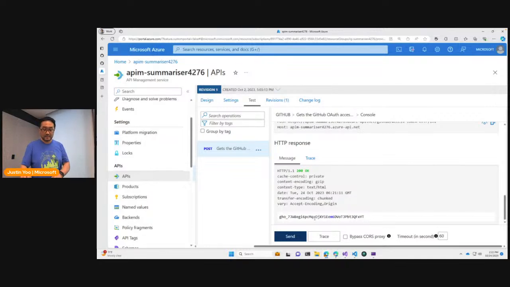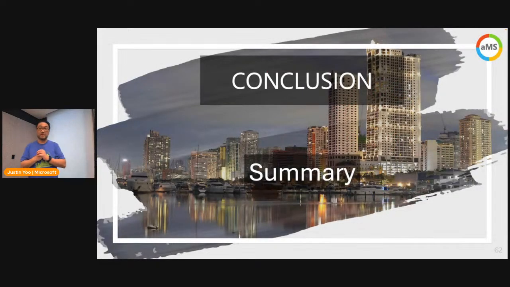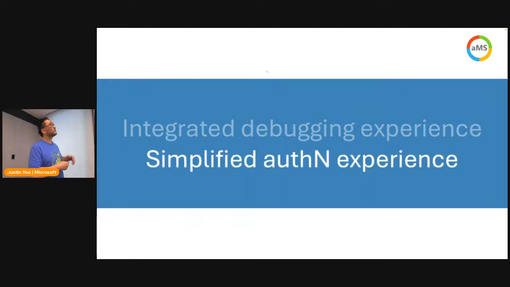So demo is done. I have run two different demos. One is for the debugging experience, and the second one was the authentication experience. How was the demo? Was it good for you? Okay. Yeah. So let's do a summary. The first one I showed you is how to improve our debugging experience using the DevTunnel feature. And the second one is how to simplify our authentication experience using API management. So I would really want you to practice this after today using this GitHub repository.